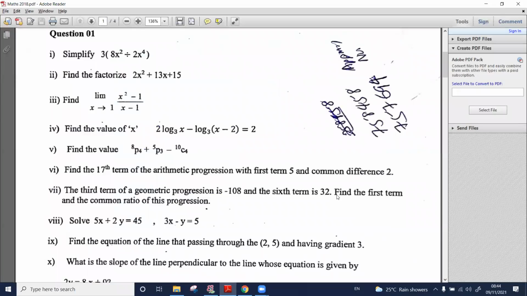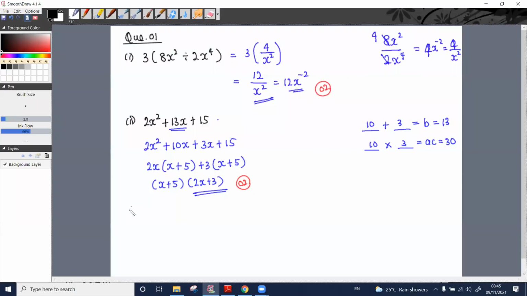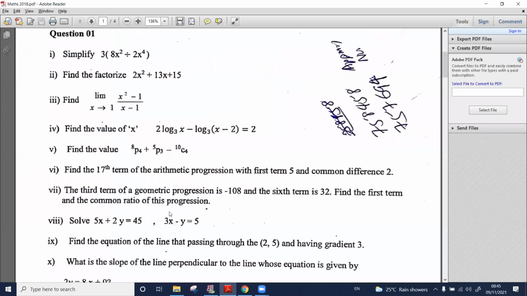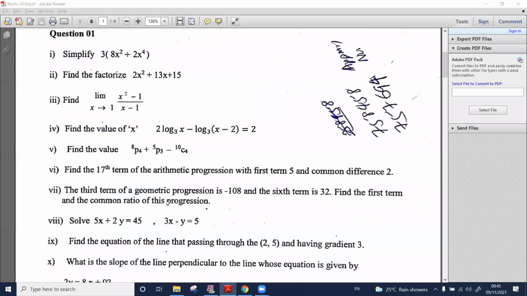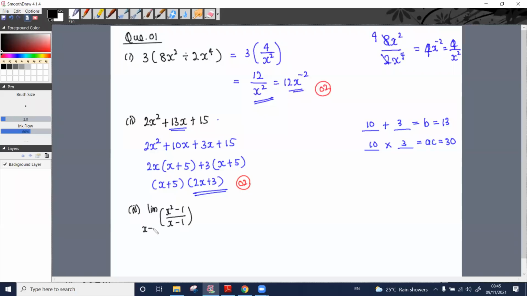Part 3, that is from limits. We need to find the limiting value of this given function when x is approaching 1. Part 3. The limiting value of the function x squared minus 1 over x minus 1 when x is approaching 1.